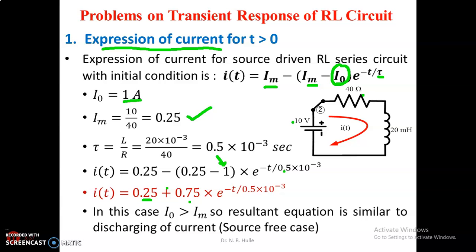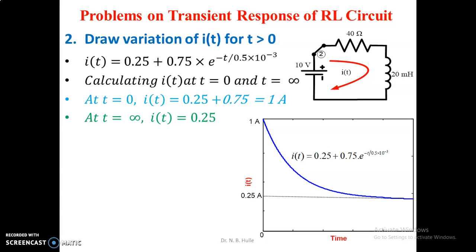That's why its behavior is similar to that, which I will discuss in the next slide. Now here in this case, we are trying to understand the variation of I of t for t greater than 0. This is the circuit which I considered in this particular case. The expression we have already calculated: I of t is equal to 0.25 plus 0.75 into e raised to the power of minus t by tau, and tau is 0.5 into 10 raised to the power of minus 3.